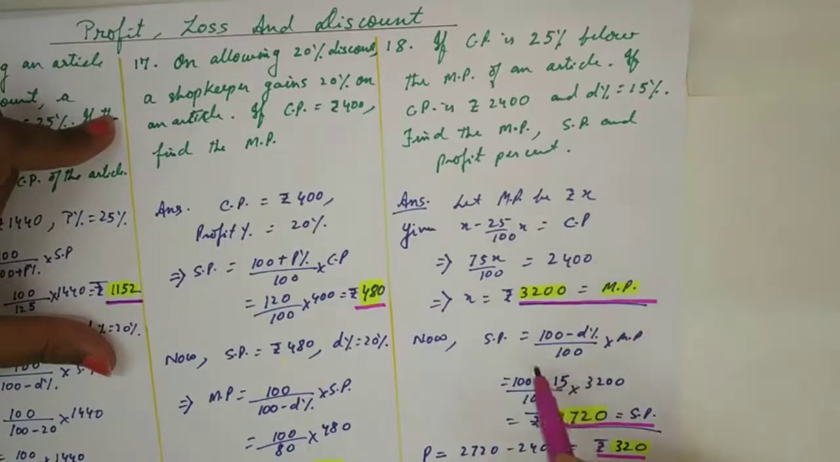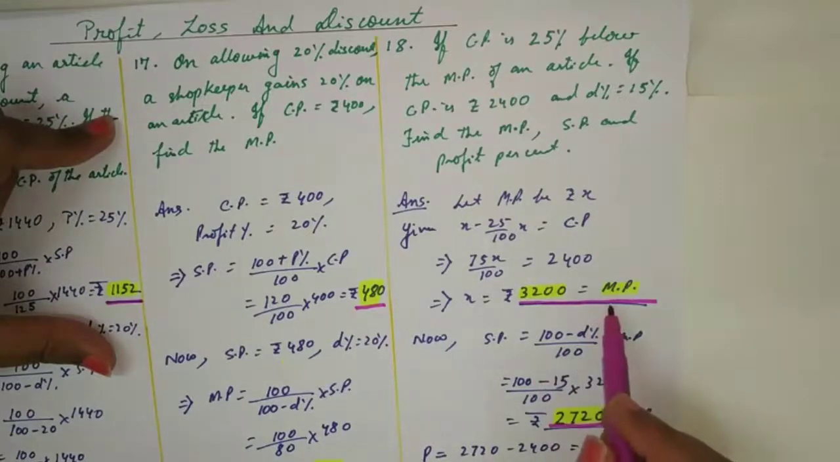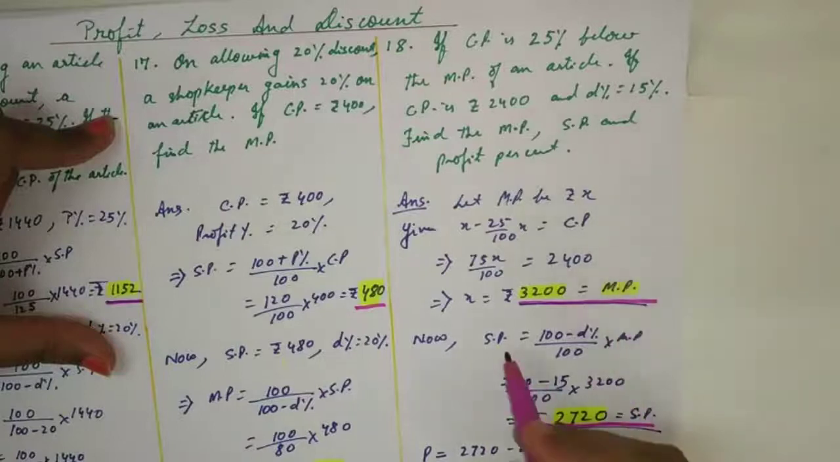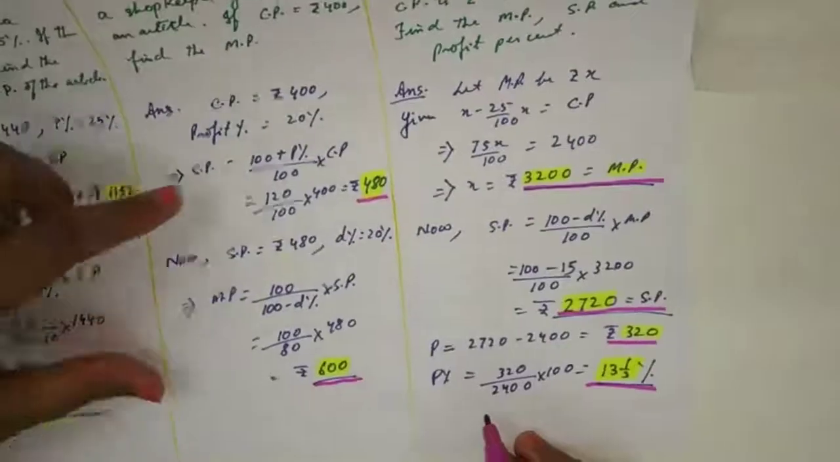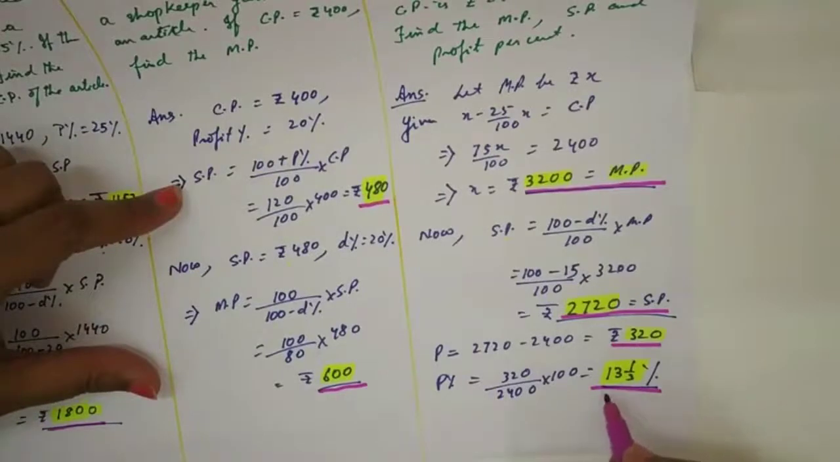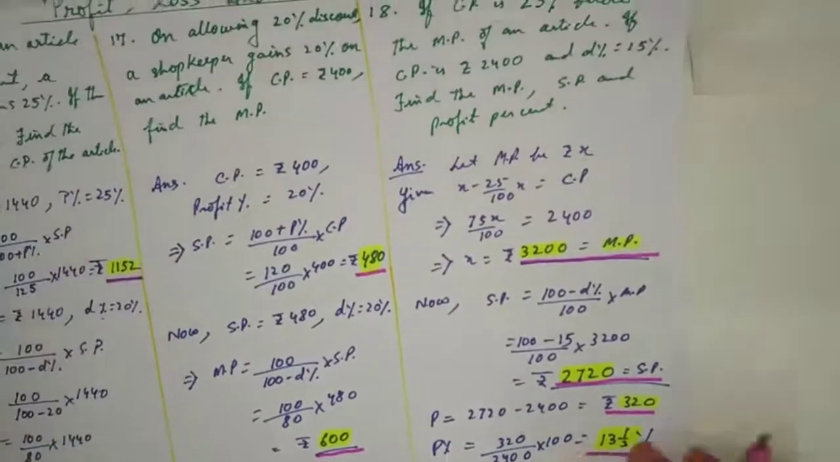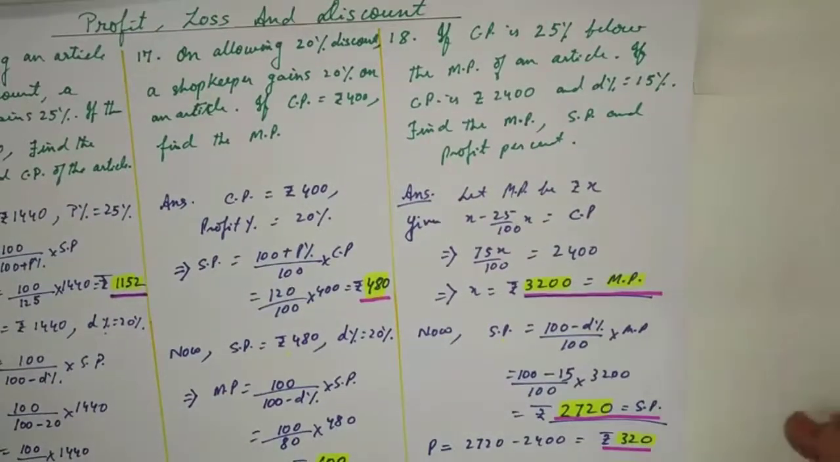Now getting into the formula, when the mark price is given, the discount percent is given in the question. From the formula, SP is 100 minus discount percent by 100 into MP. We substitute and we get the selling price. So the profit is SP minus CP and the profit percent is profit by CP into 100 and we know the answer. So these are some of the questions which I have taken down for you.